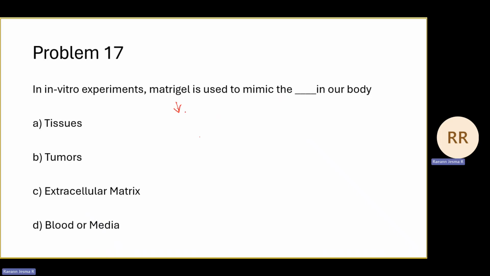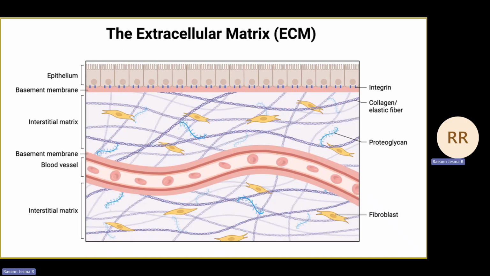Matrigel is extracted from tumor cells of a mouse. In that also, it is a part of something called the extracellular matrix. So the correct answer for this question: in in vitro experiments, Matrigel is used to mimic the extracellular matrix in our body. So let me tell you what it is. What is an extracellular matrix?